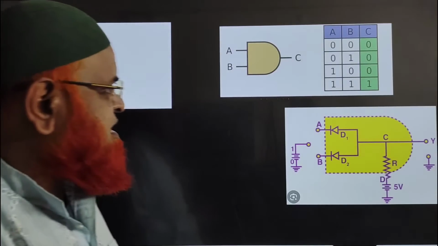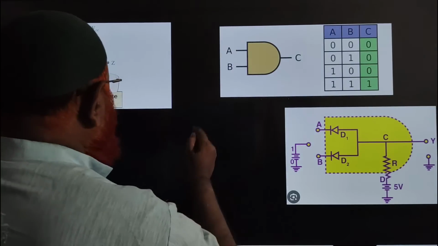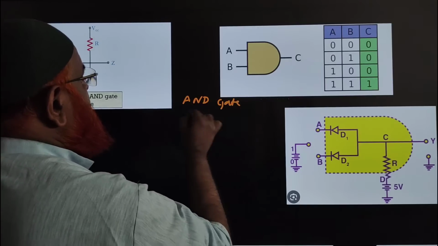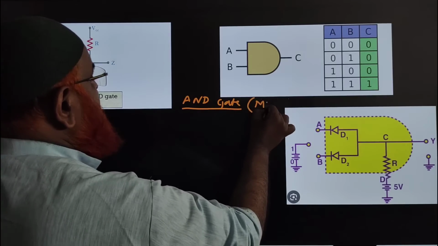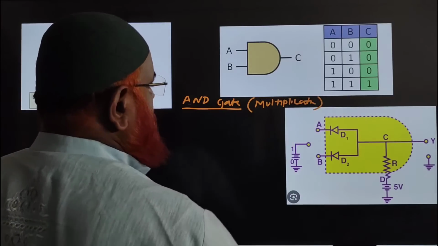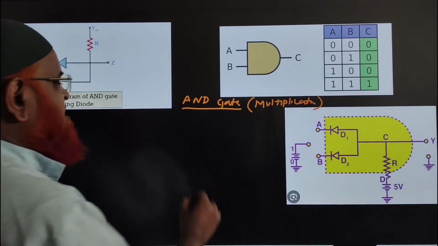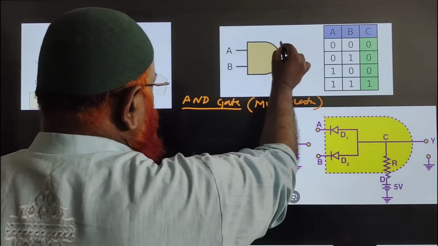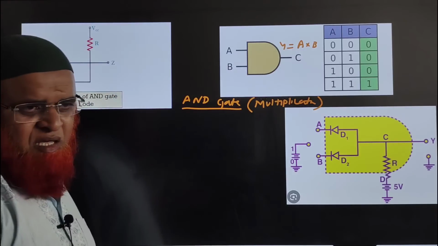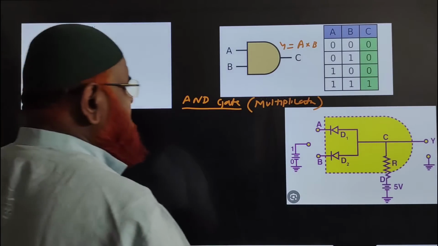So let us go for the next gate, and this is going to be the AND gate. What is this? AND gate. Okay, AND gate is nothing but it does multiplication operation. What is the meaning of multiplication operation? A, B, Y is going to be A into B or A dot B.